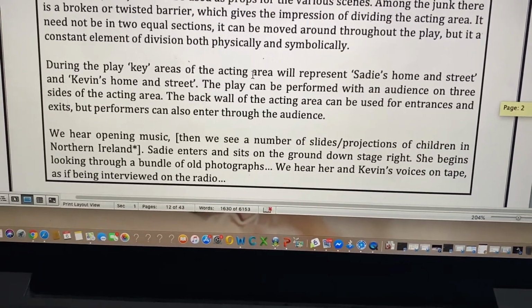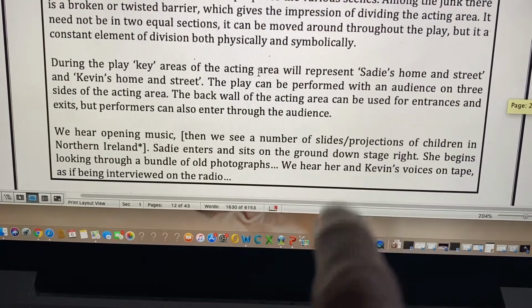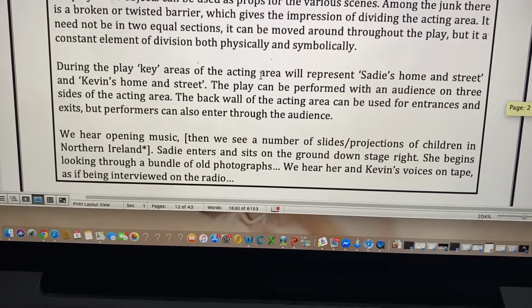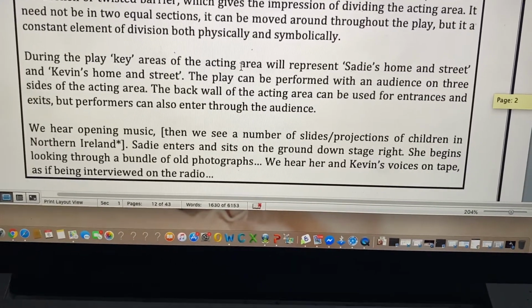Now, keep that in mind, the way they're suggesting 3 sides. So remember 3 sides because we're going to come back to that, although you can change and you can mix it up a bit if you want.